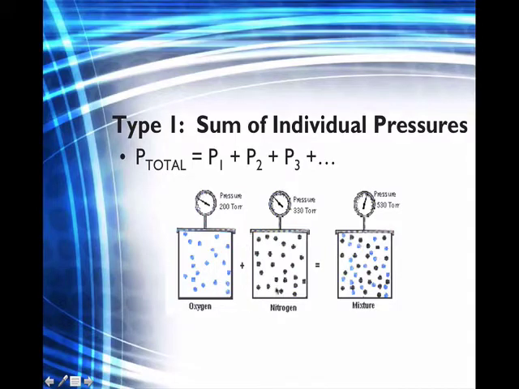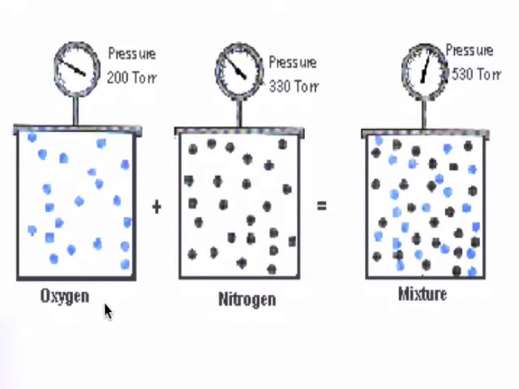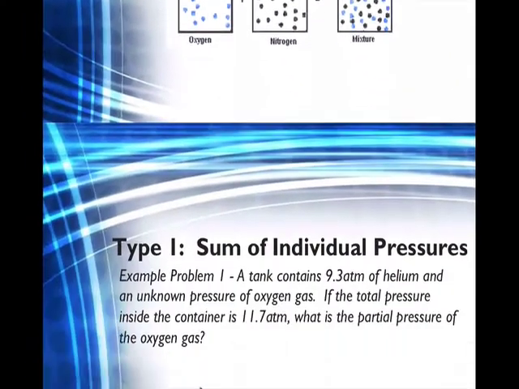There's a picture here that illustrates this. We have oxygen gas and nitrogen gas, and you can see their pressures. The oxygen is 200 torr, the nitrogen has a pressure of 330 torr. If we were to take those two gases and mix them together in the same container, the total pressure would be 530 torr. It would be the sum of their individual pressures together. So adding up the individual pressures of each gas gets you the total pressure.